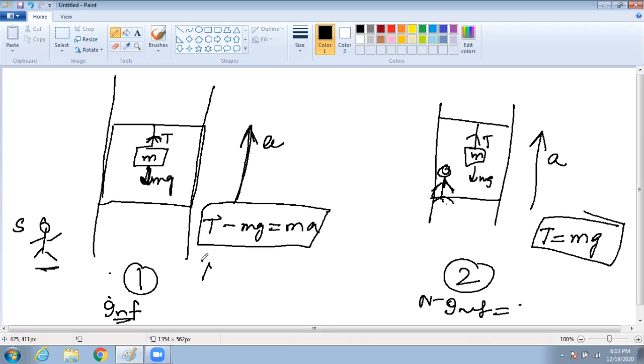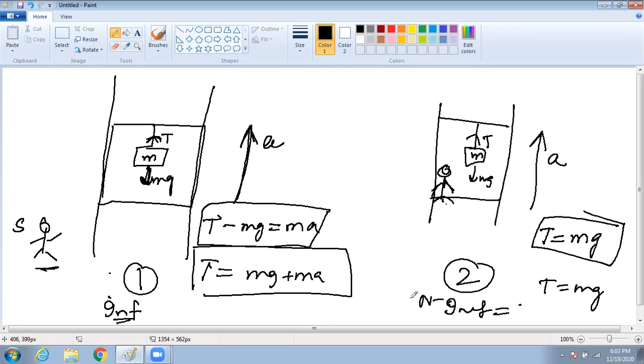If you write this one, T will be equal to mg plus ma. But here T is equal to mg. In both the scenarios, how can the tension be equal to mg plus ma here, and only mg there? What happens to this ma here?